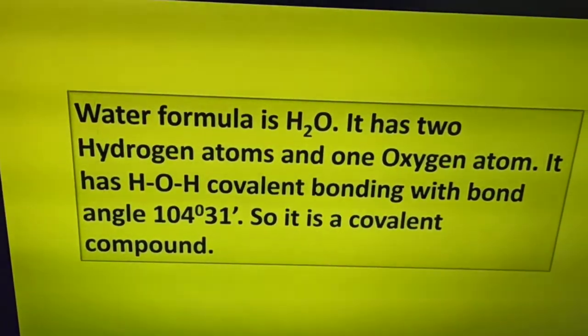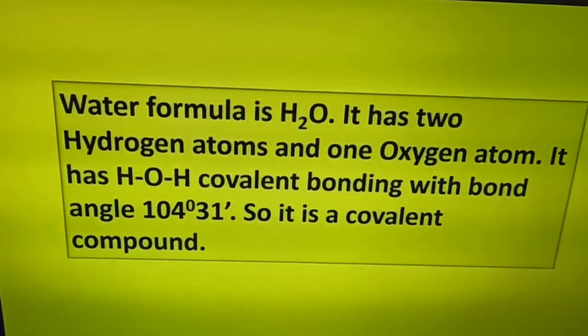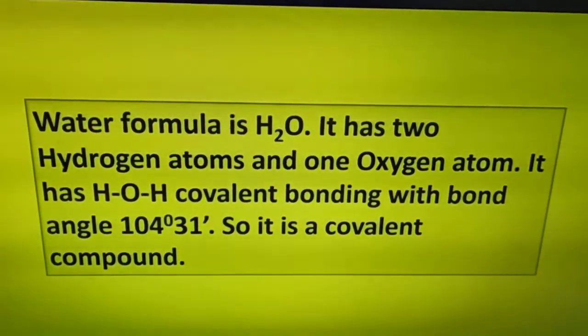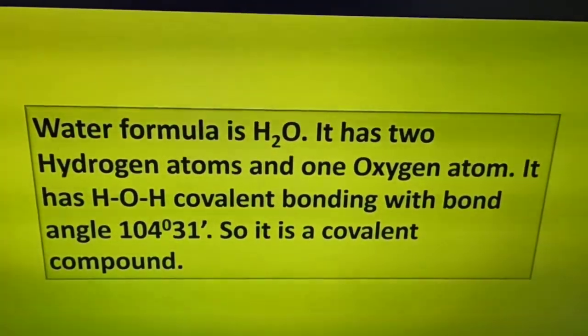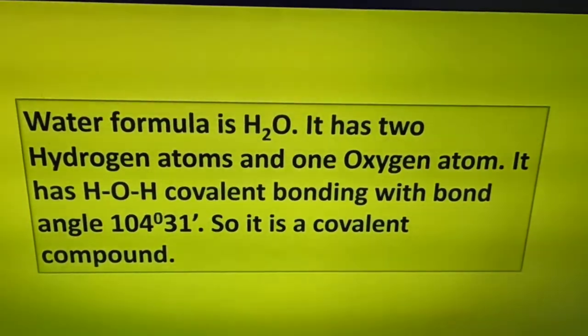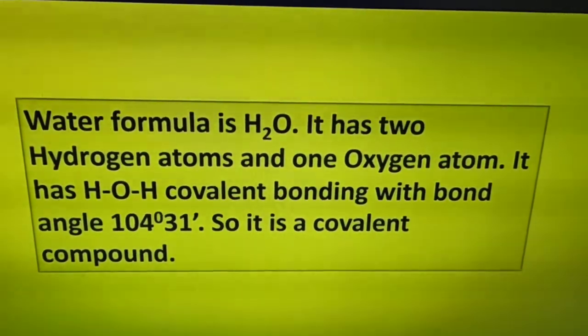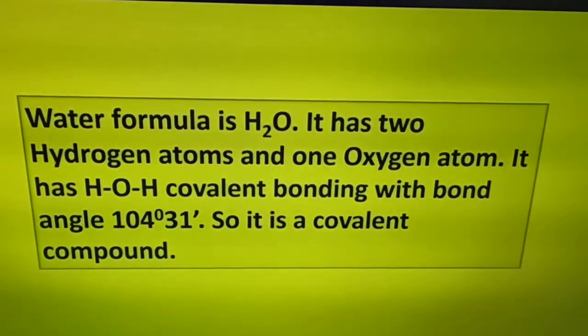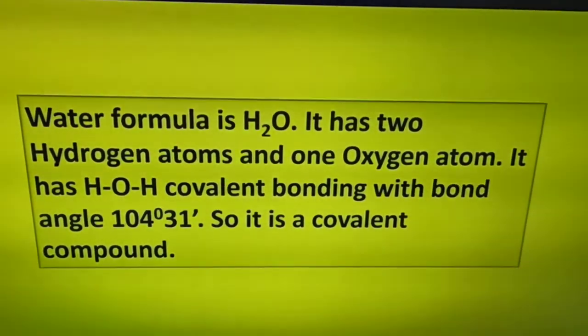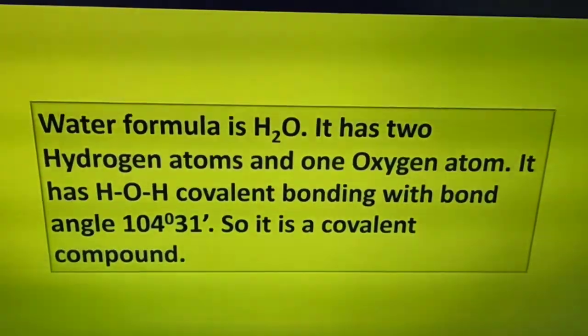Now the formula of water molecule is H2O. It has 2 hydrogen atoms and 1 oxygen atom. It has H-O-H covalent bonding with a bond angle of 104 degrees 31 minutes, or you can say 30 minutes. So it is a covalent compound, and it is also a polar molecule.